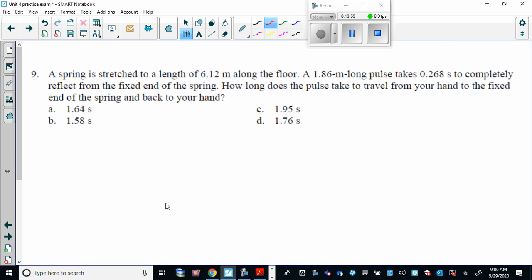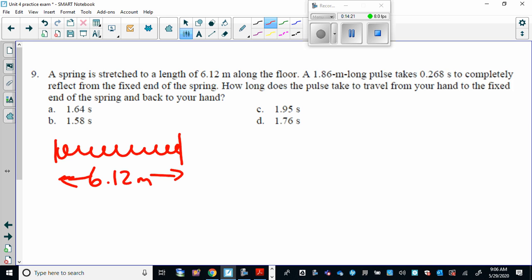Number 9. Okay, now these ones, this is where they start to get a little more thoughtful, and you have to think a little more. A spring is stretched to a length of 6.12 meters along the floor. So you've got a spring, stretched out. This length here is 6.12 meters. A 1.86 meter long pulse takes 0.268 seconds to completely reflect from the fixed end of the spring.